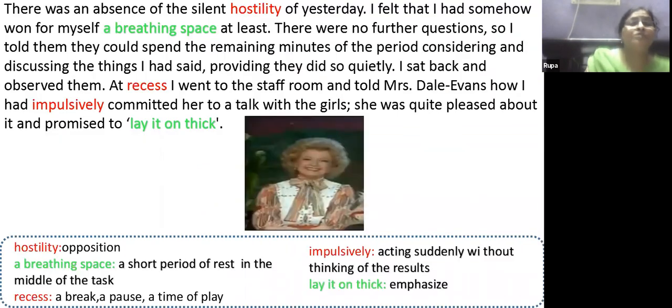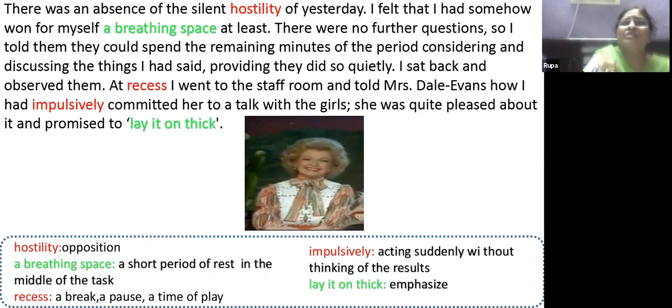"There was an absence of the silent hostility of yesterday." When he newly entered the class, we saw that there was some opposition. It means the children were not agreeing with him, or there was a bit of an unfriendly environment. But that was absent now. It means there was a kind of bonding building up between the teacher and the students. So there was a very good sign of a good relationship developing between the teacher and the students.